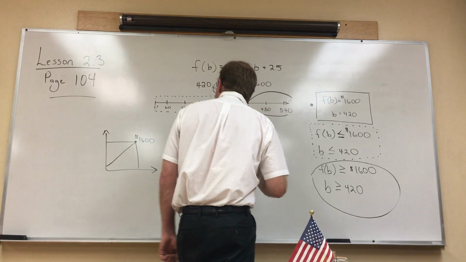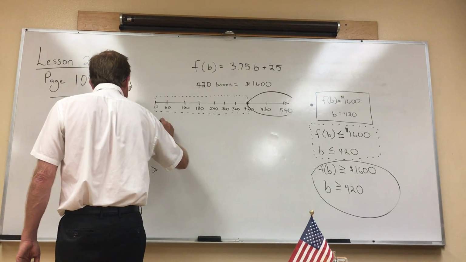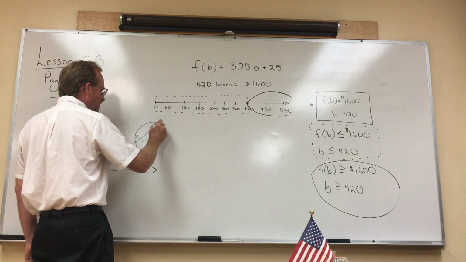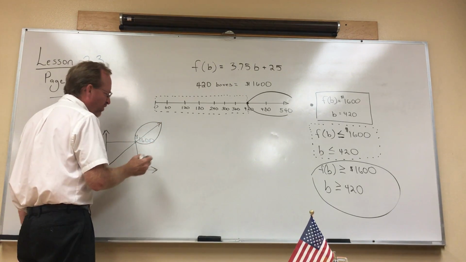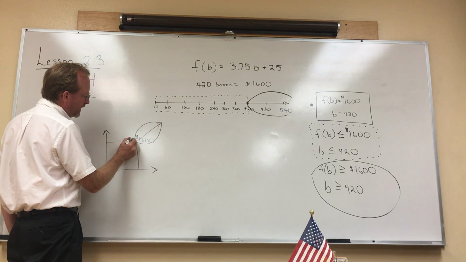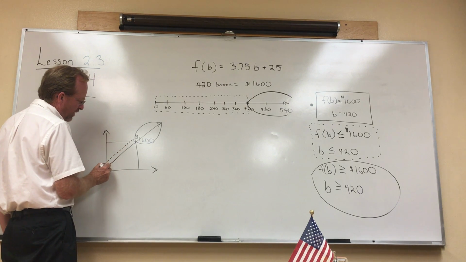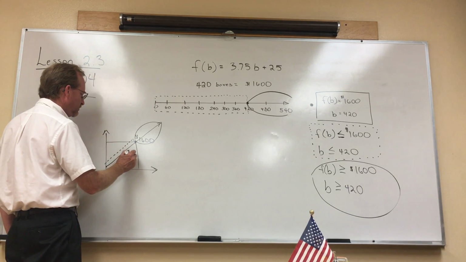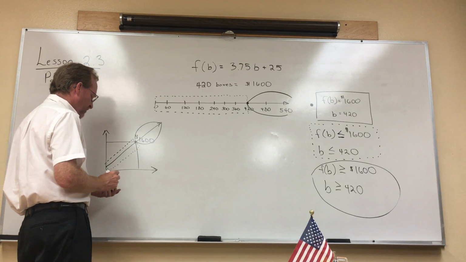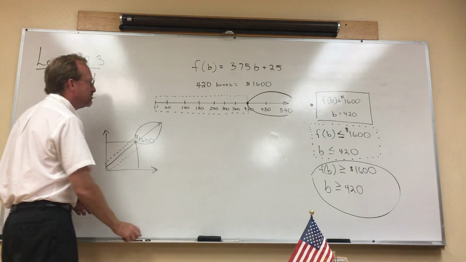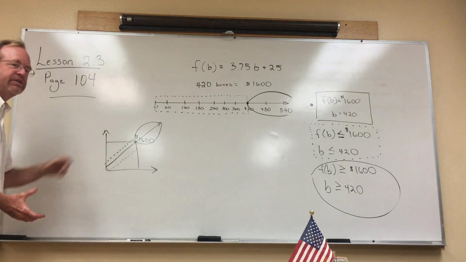Okay? Now you'll notice on the graph, they have that same marking where they have the circle, kind of oval. And you could also do this here. Okay? All right. So, a little help with page 104, lesson 2.3.